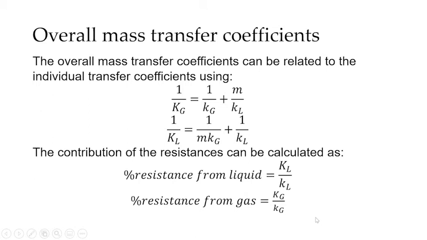By doing this, we can determine which phase is contributing more to the resistance such that we can optimize the process. For example, if we have determined that 95% of the resistance is coming from the liquid side and the remaining 5% is from the gas phase, that means that we have to improve our individual transfer coefficients in the liquid phase such that we can have a faster interface transfer of the species. Okay, that is how we use these equations. Let's try to solve some examples.